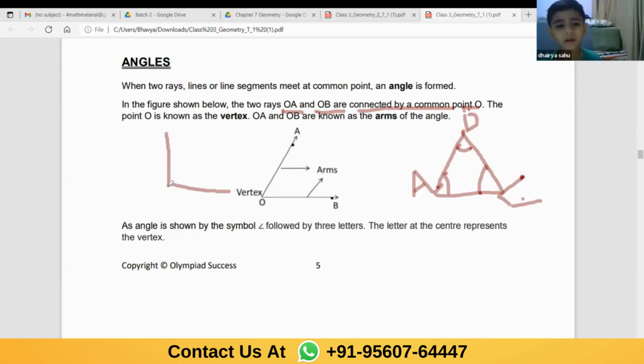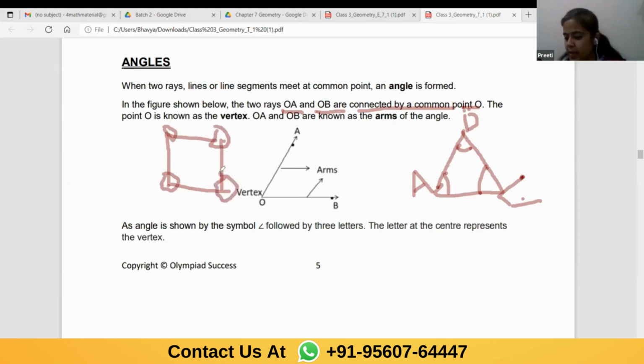For example, this is a square. Every two lines join in a point. This is one of the vertices, this is one of the vertices, and this is one of the vertices. That point becomes the vertex for those two lines. In case of shapes, we say line segments. Shapes are made up of line segments, not rays. But still, the vertex thing remains the same.